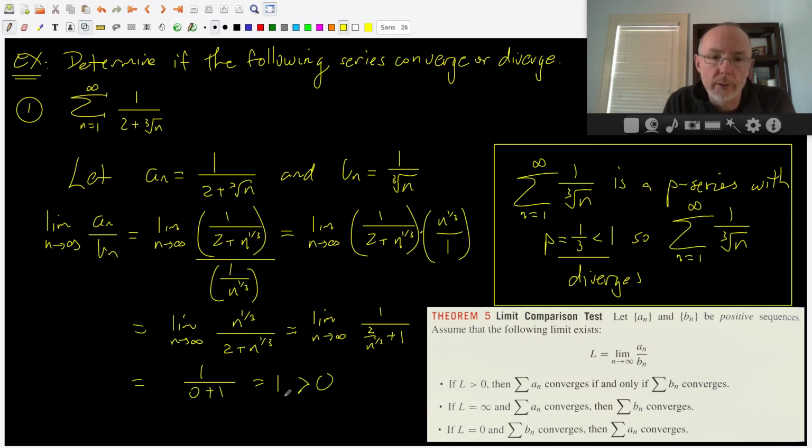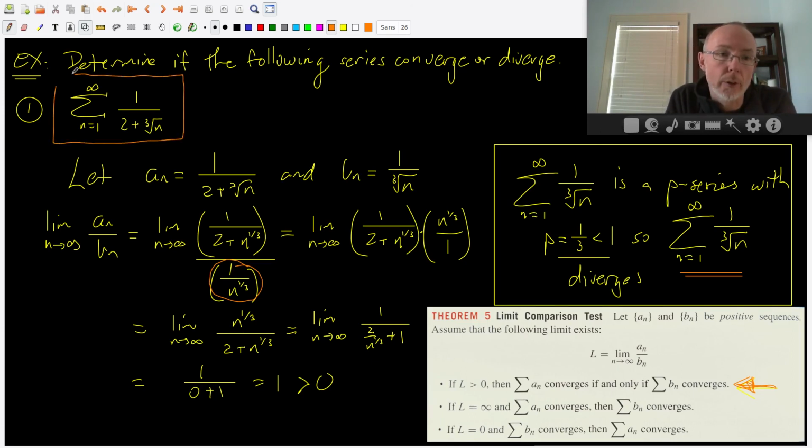So these two series converge or diverge together, right? In this case, the limit we calculated is a positive number, and so we can use this case. And this case says they either both converge or they both diverge. Well, we saw that the series of the terms we get from that comparison diverges. And so the limit comparison test tells us that this thing diverges as well.